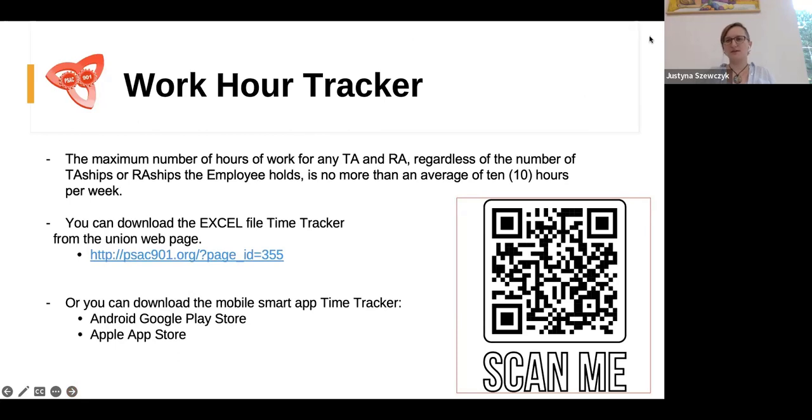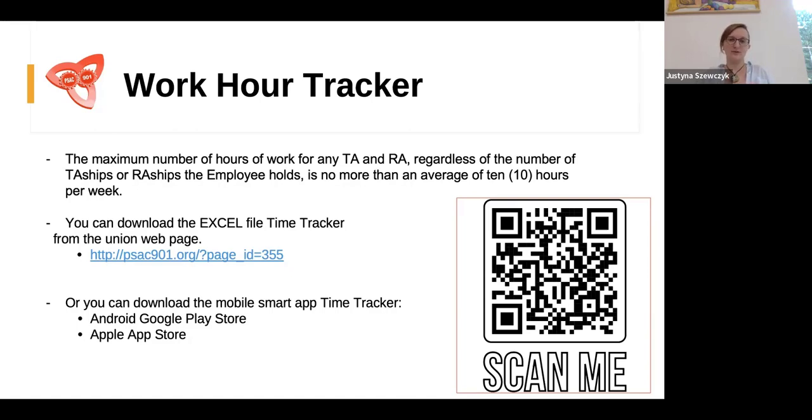So let's start with something that I guess is really important because it is related to our day-to-day functioning as graduate student workers. So our work and work hours, and how to manage this double identity of being a worker and being a student. Based on our collective agreement, the maximum hours that you can work on average per week is not more than 10 hours. So when you sign a contract for the entire term, the way these hours should be distributed is no more than 10 hours a week.